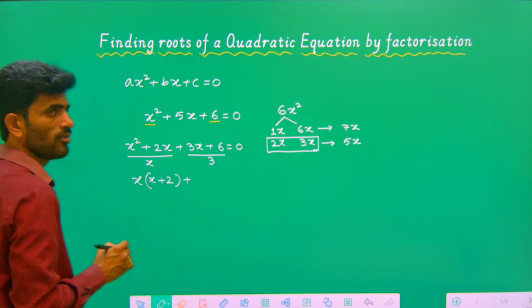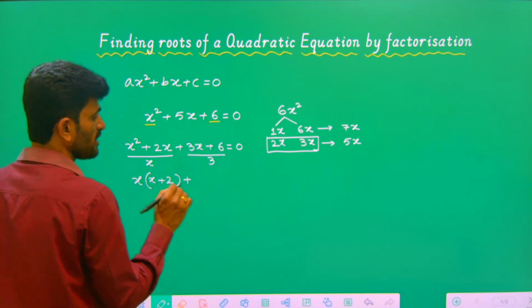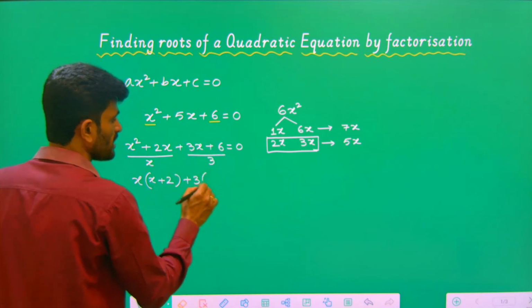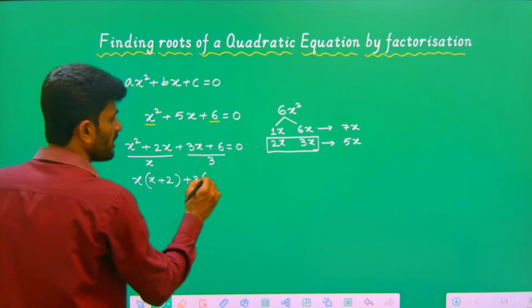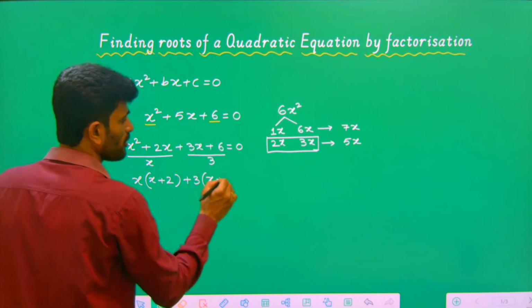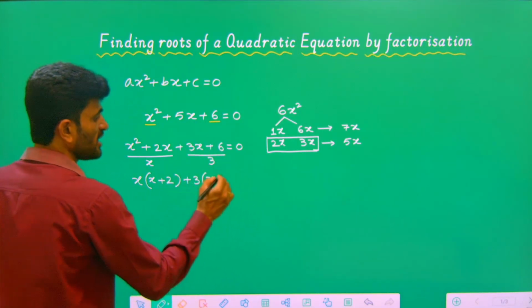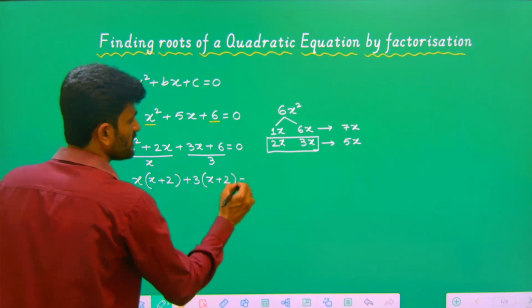Plus, here also what do we have? 3 into x, 3 into 2. 3 is common, plus 3 is common. Inside, what will be left? x here and here, because it is 3 into 2, and we have already taken 3 out. 2 will be left, is equal to 0.